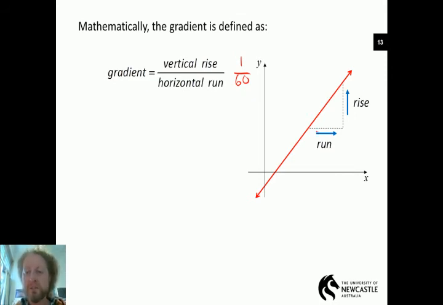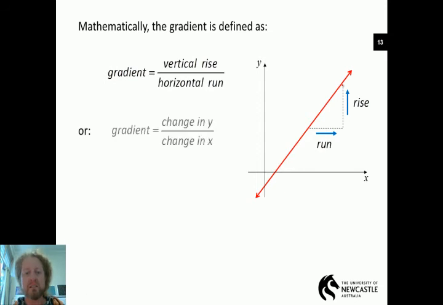So the directions matter too here. The run is left to right. We said that it's like the direction we read. We go left to right. And the rise is clearly going up. Now sometimes we'll go against that and we'll bring in negative signs. Okay? But the gradient is always the vertical rise over the horizontal run.